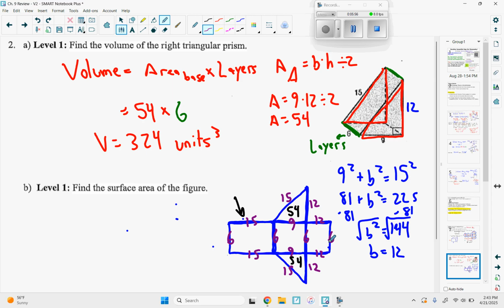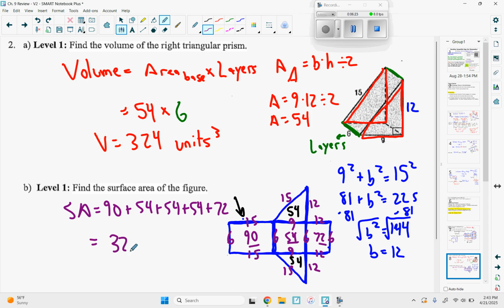So then 6 times 15 for this rectangle gives me an area of 90. 6 times 9 is 54. And 6 times 12 is 72. So our surface area is going to add all 5 together. And we get a total surface area of this shape of also 324 units squared.